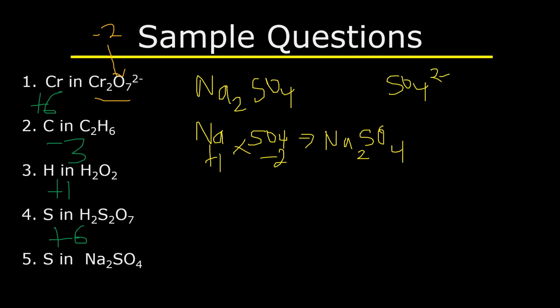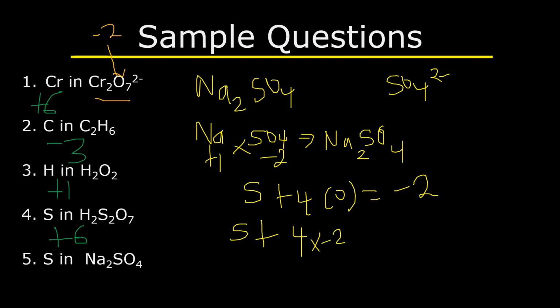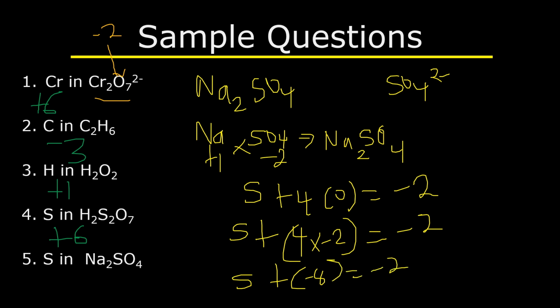So if we know that, then we can say S plus 4 oxygen is going to equal -2. So sulfur, which we're trying to solve for, plus 4 times -2. All of that is going to equal -2. So S plus -8 is going to equal -2. So S in this case will have a charge of +6. That's one way we can solve this.